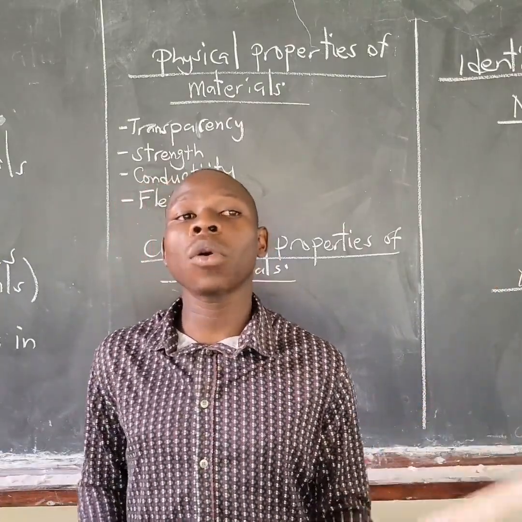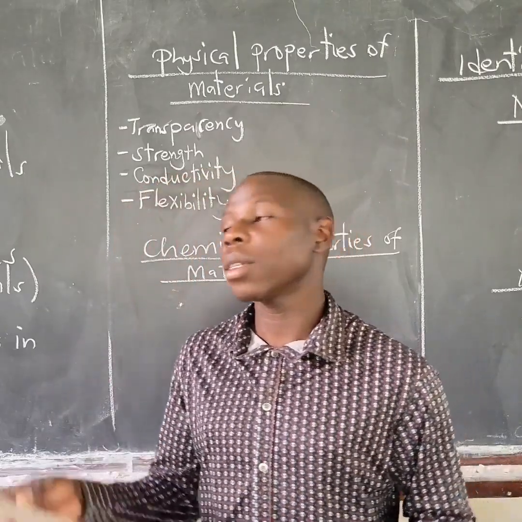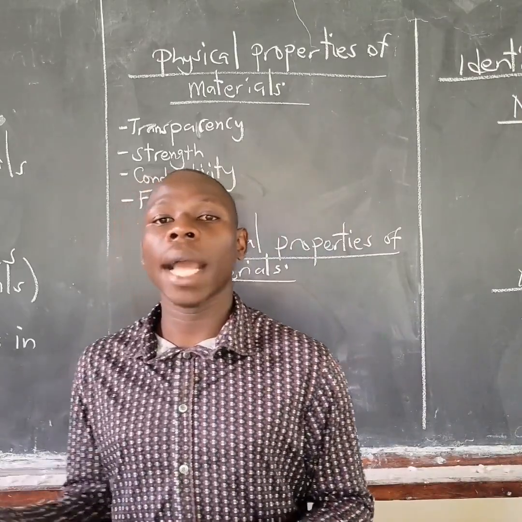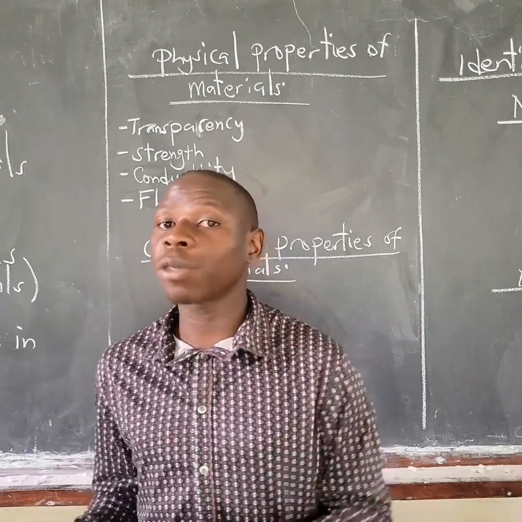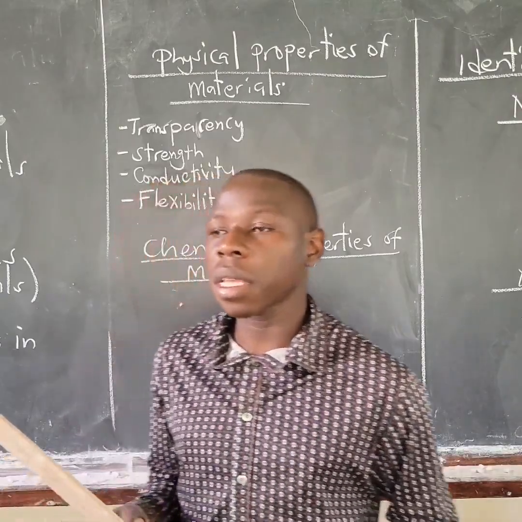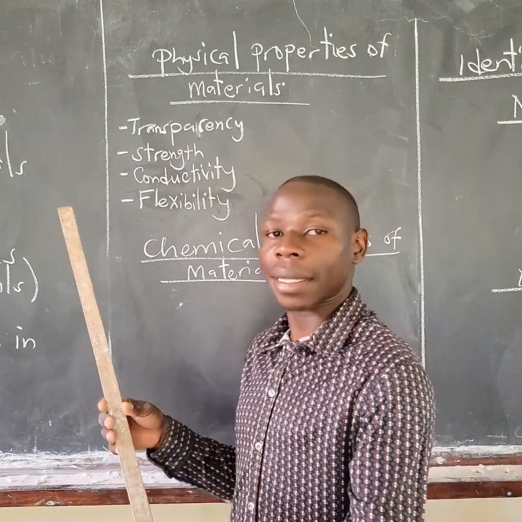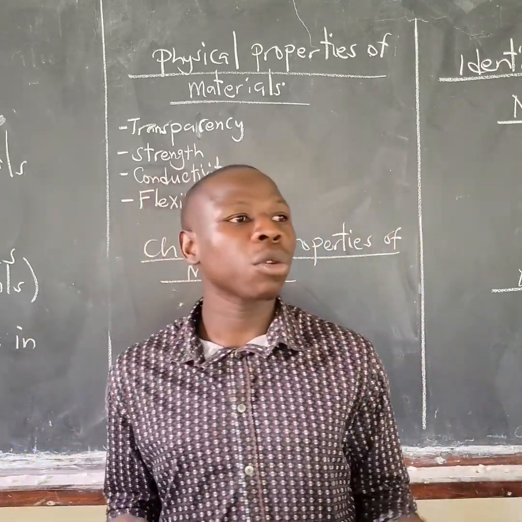Or if we use glass or iron nail, you find that when you use glass, this meter rule, the wooden one, and the plastic cup, the bulb may not give light. But when you use the iron nail, it can give light. Meaning, these ones do not conduct electricity, but this one conducts. Then we look at also heat.